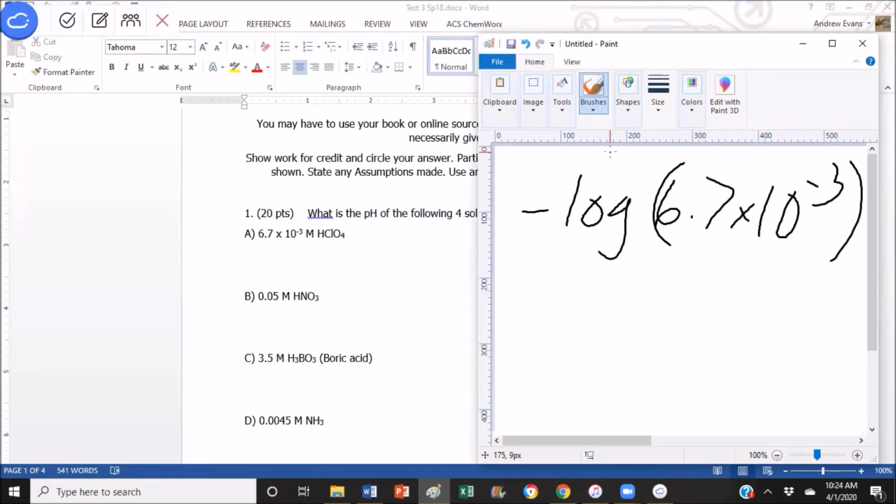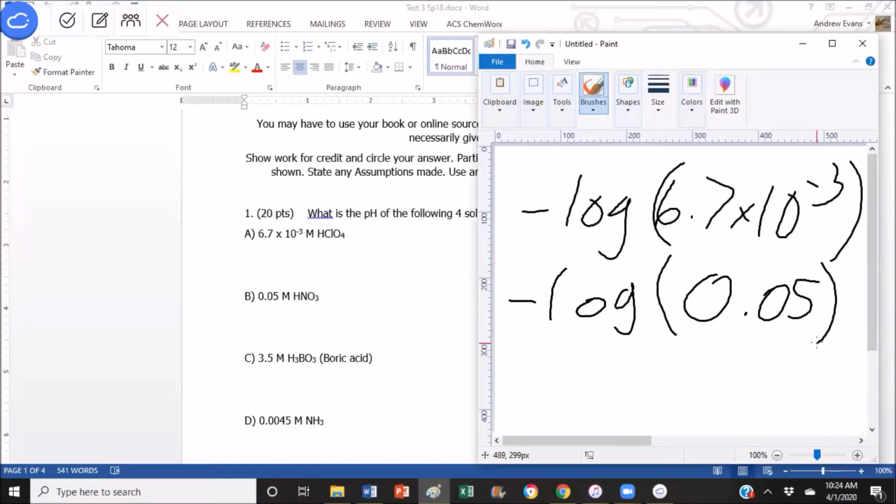Now, nitric acid, B, is also a strong acid. Same thing. You look up the Ka, you do not find one, so it's just the negative log of this. That's all you have to do. So if you look it up and you can't find one, then it's a strong acid?